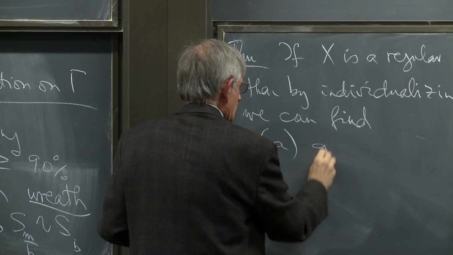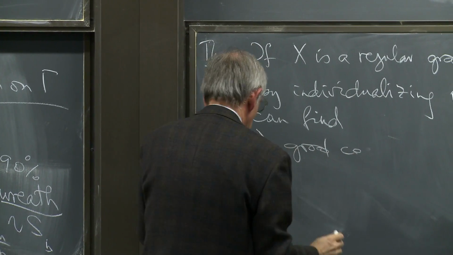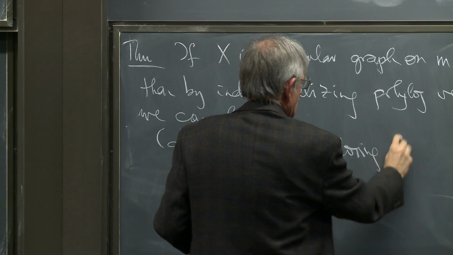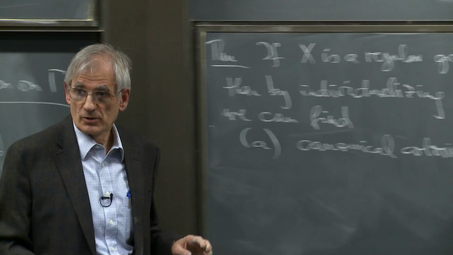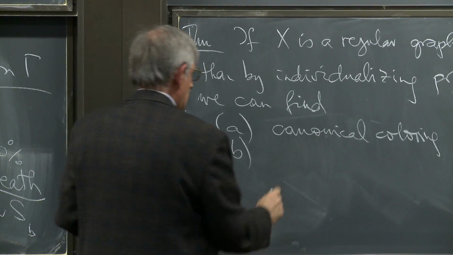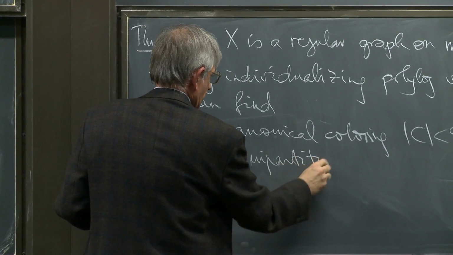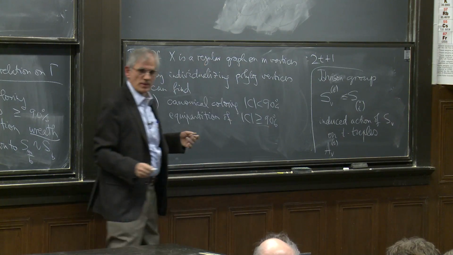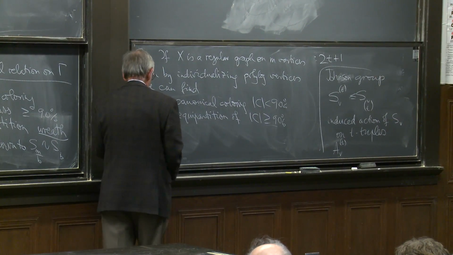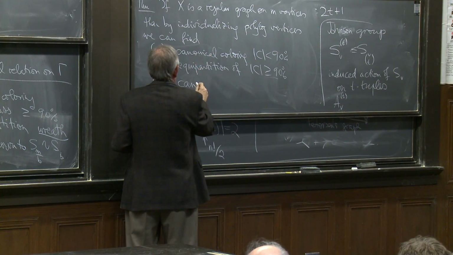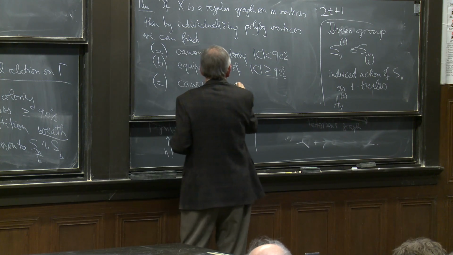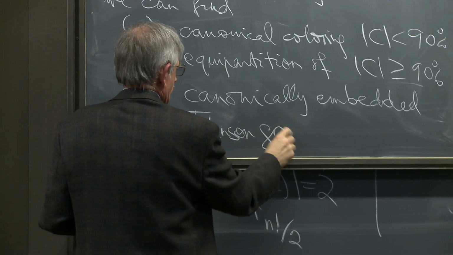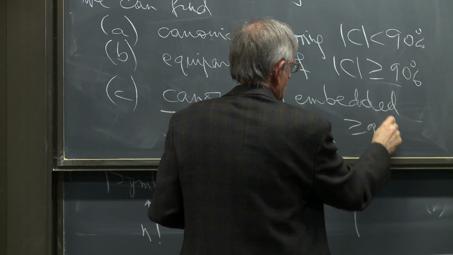A, a good coloring. So it's canonical. Canonical coloring with each color class being less than 90%. Okay, that's great progress. B, an equipartition, of course a non-trivial equipartition, of a color class that is at least 90%, or C, a canonically, all of these are canonical, a canonically embedded Johnson graph on at least 90% of the vertices.